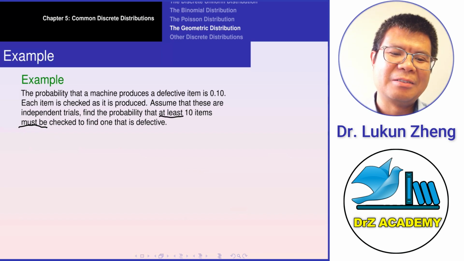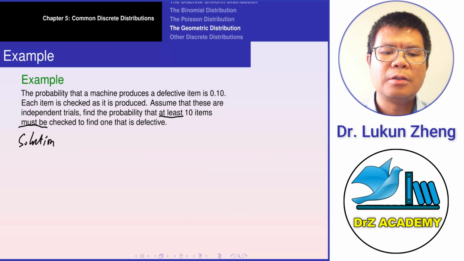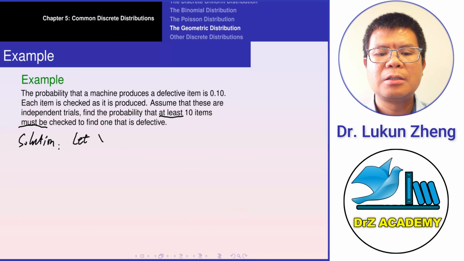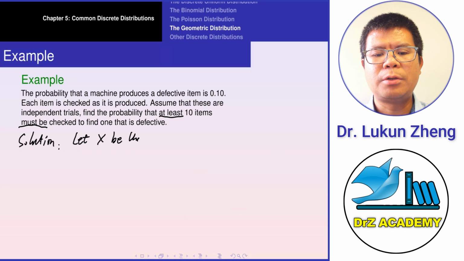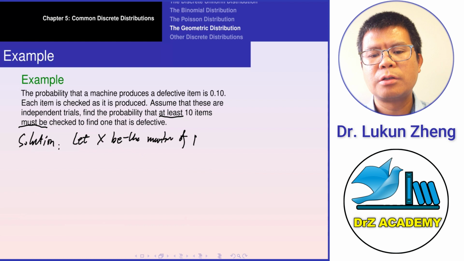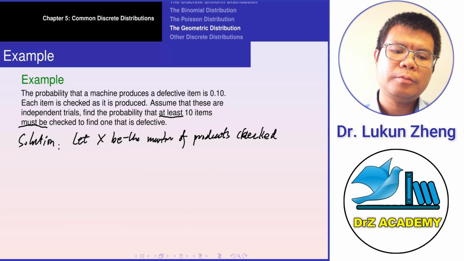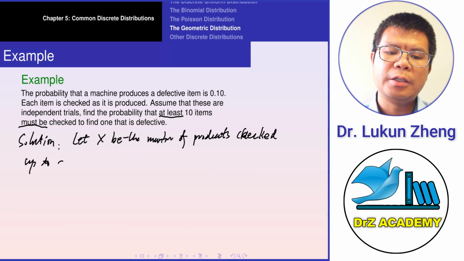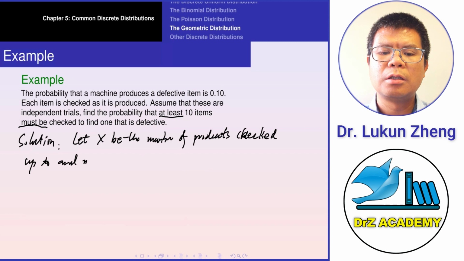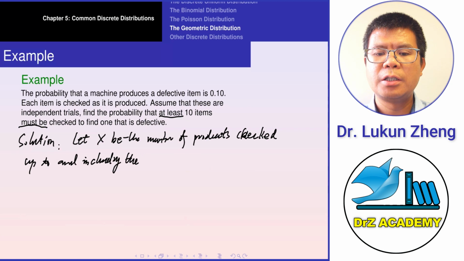So, solution. Let x be the number of products checked up to and including the first defective one.